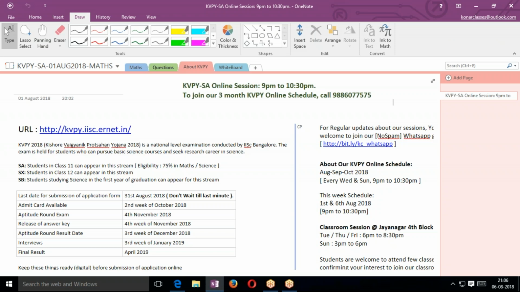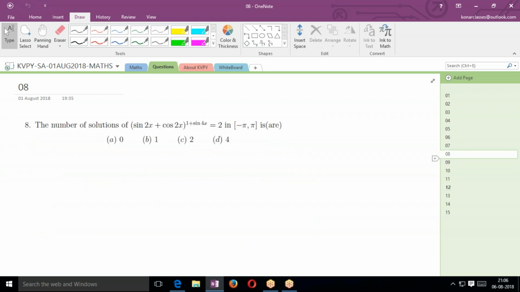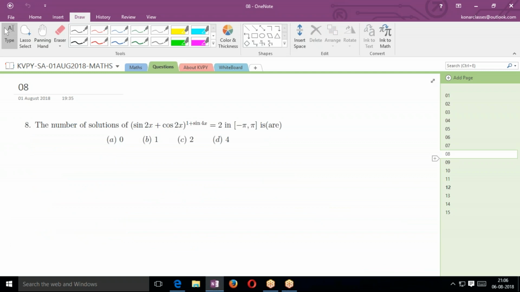So now let's start with the question today. Yesterday we finished till question number 7. And at the end of question number 7, a few students asked for the next question so that they could solve it by themselves. So this is the question.